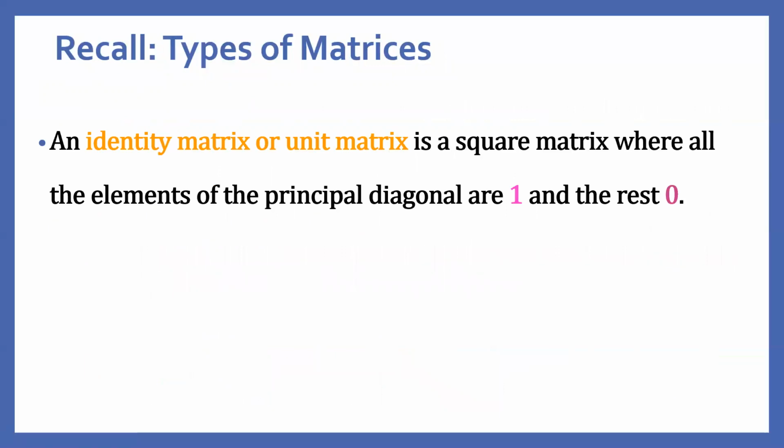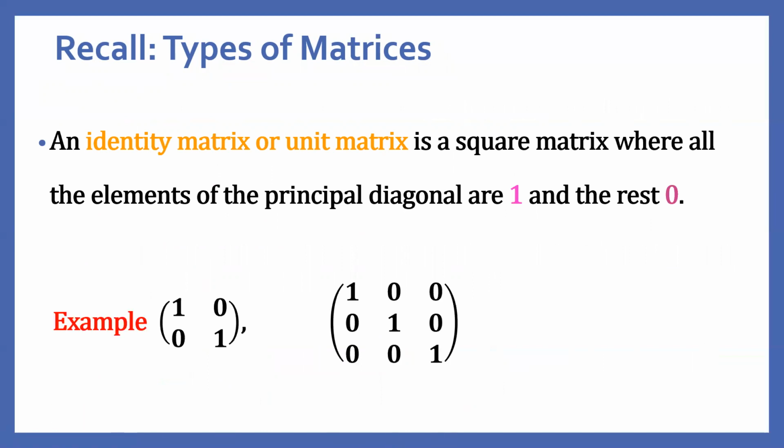Next, we have the identity matrix or the unit matrix. Again, this is a square matrix where all the elements of the principal diagonal, or what we call the leading diagonal, are 1 and the rest 0. So the elements in the leading diagonal will be 1 and whatever is left will be equal to 0. So here we have 1 in the principal or leading diagonal and the remaining elements 0.